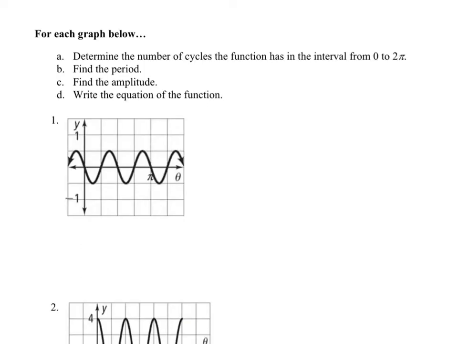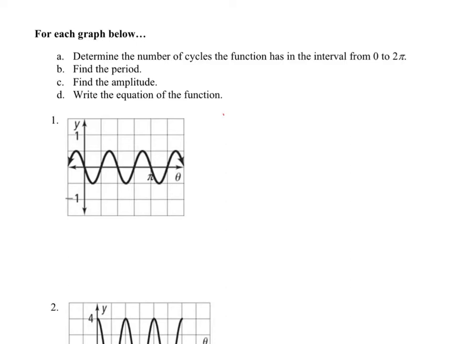Here are some functions where the sine or cosine function has been transformed. So we're going to determine the number of cycles between 0 and 2 pi. That will be our b value. We're going to find the period, the amplitude, and then write an equation of the function.